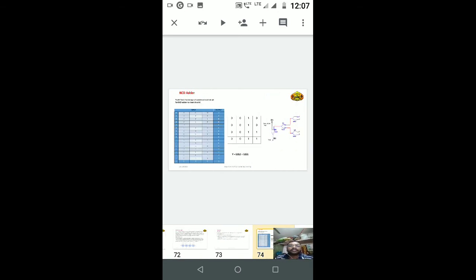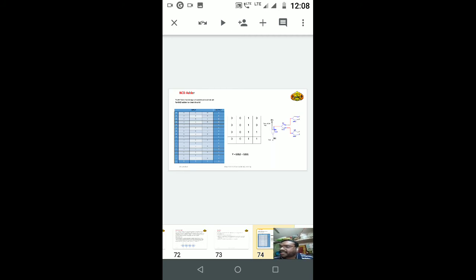In this slide you observe that from the left hand side, first you see the truth table, next you see the K map, and finally here you see the logic diagram. First we see the truth table. If you observe this truth table, then you get that from 0 to 9 the output is 0, but after 9, from 10, the output is 1. This is the truth table for the BCD adder.